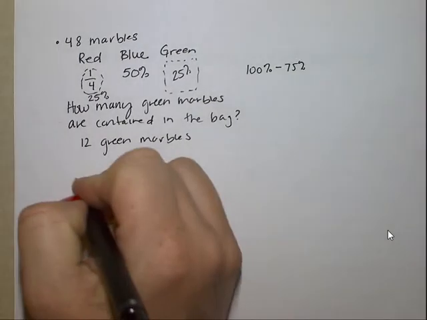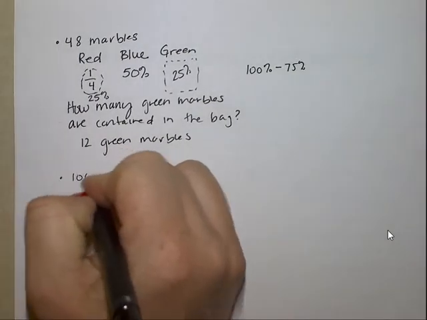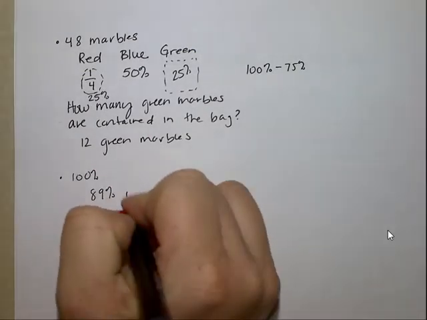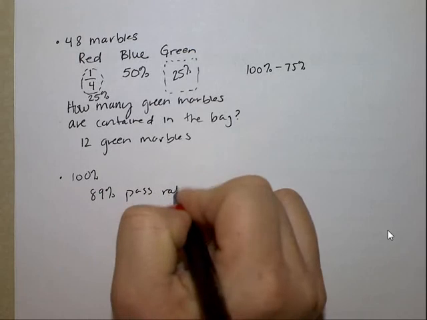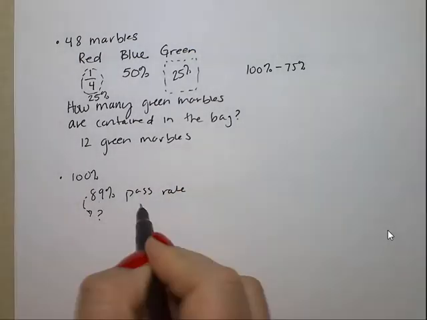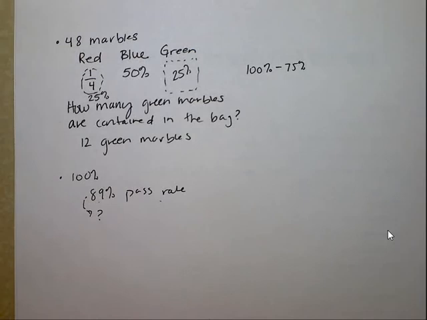We know in all there's 100% of students considered. 89% is the pass rate. So if 89% of students pass, that means that 11% of students did not pass last year, so your chance of not passing is 11%.